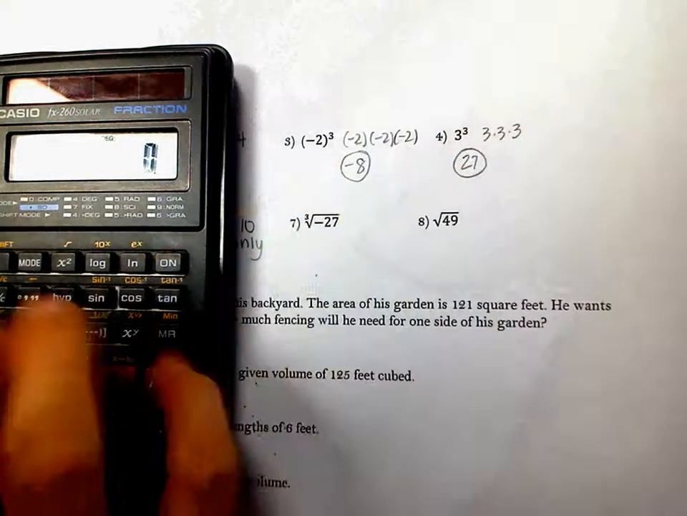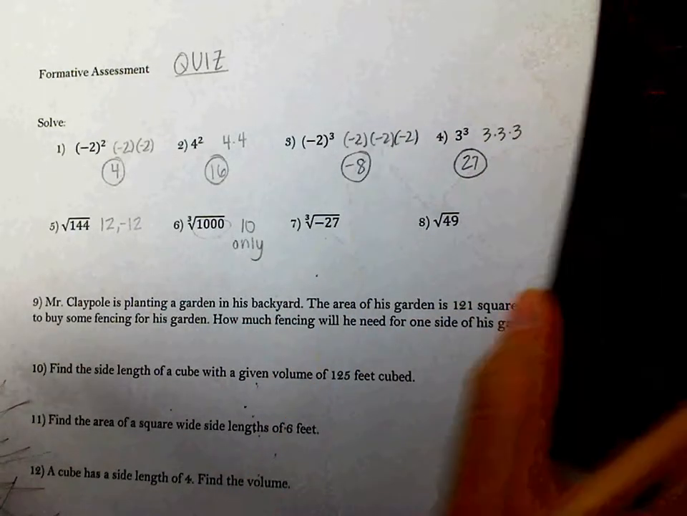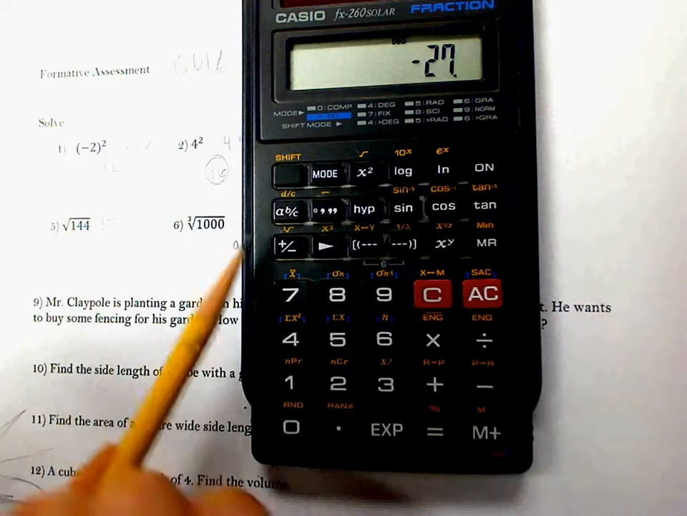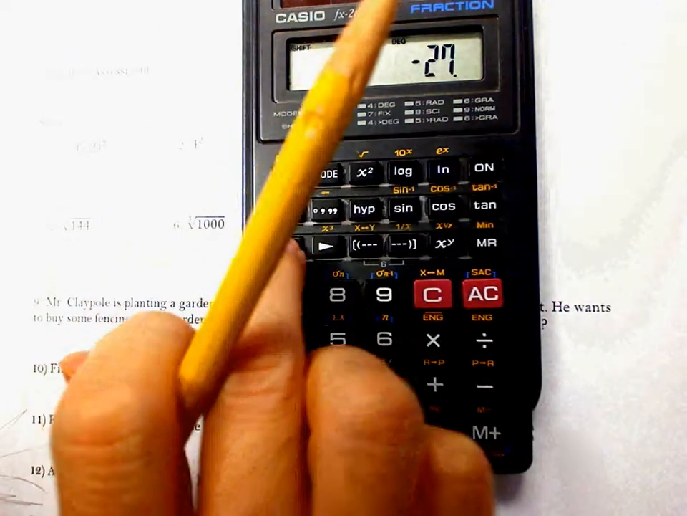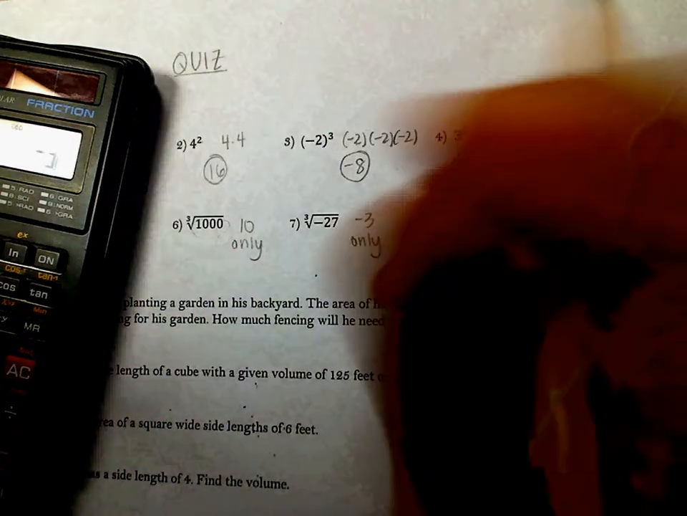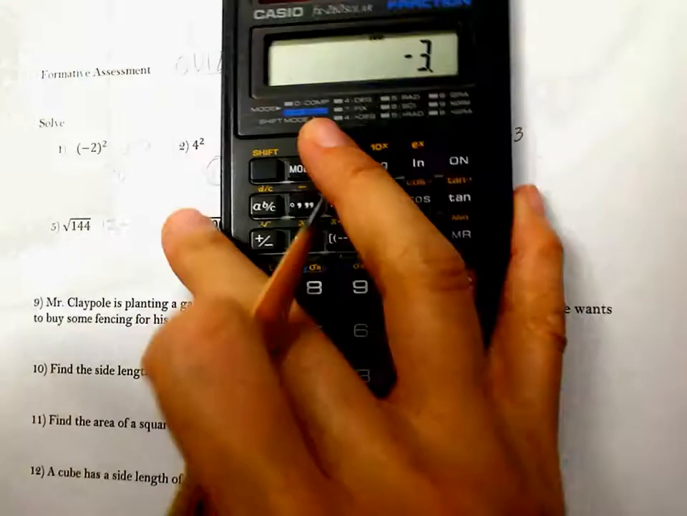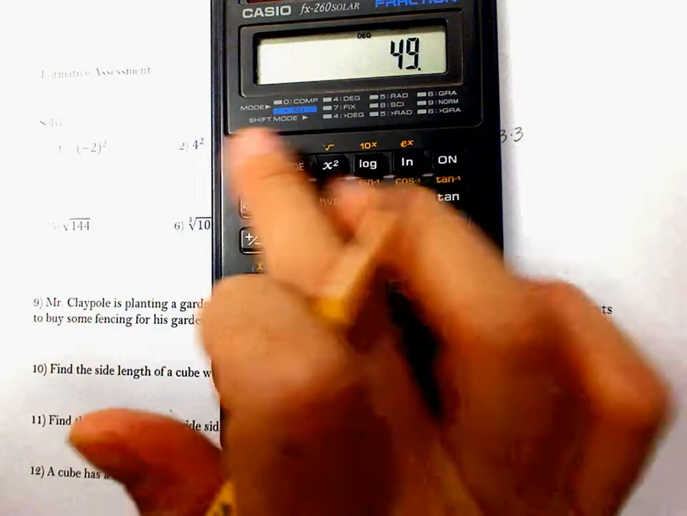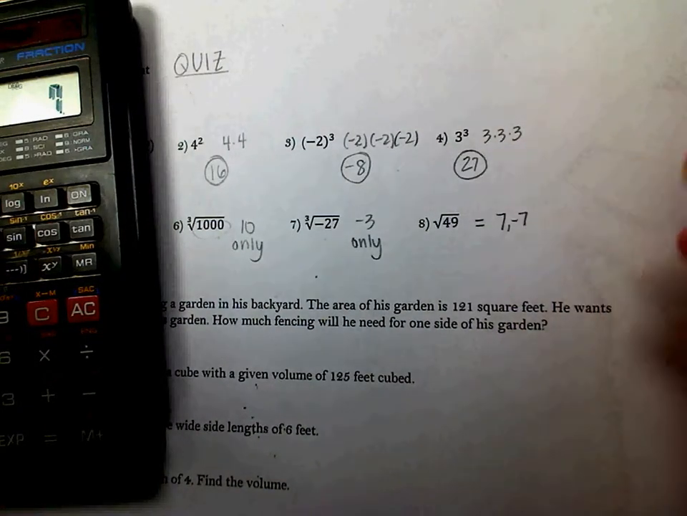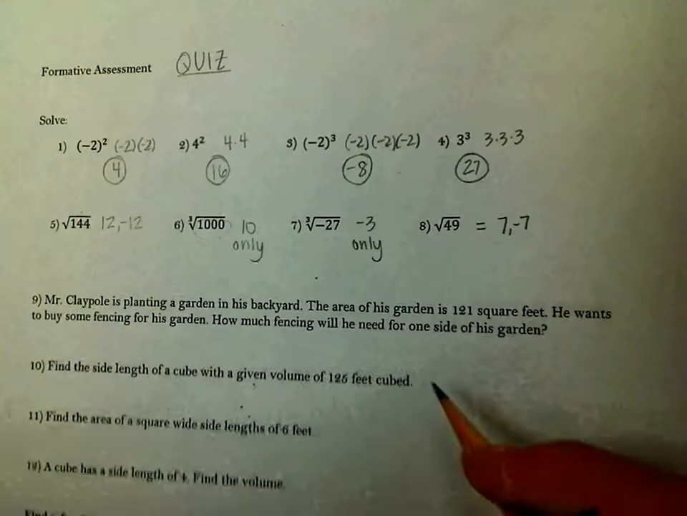Now here we've got the cube root of negative 27. Cube root of that, again you press shift plus minus, should give you a negative 3 only. And then square root of 49 is 7, but you also should have negative 7.